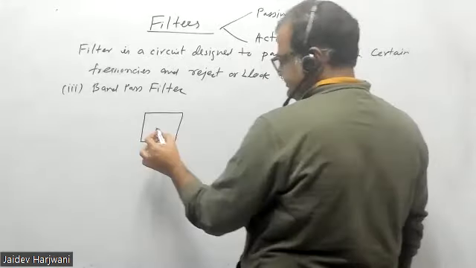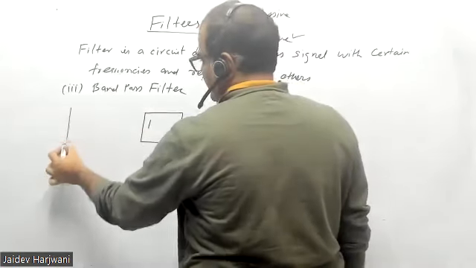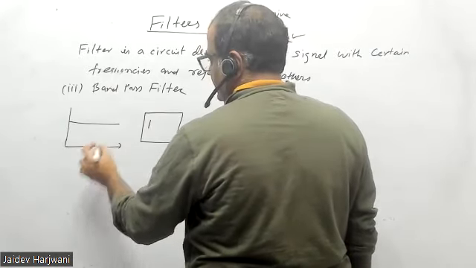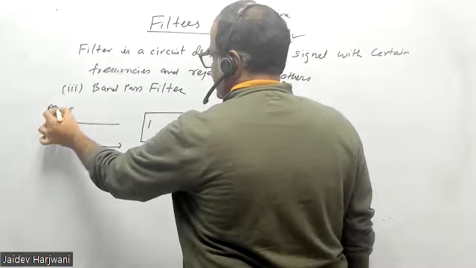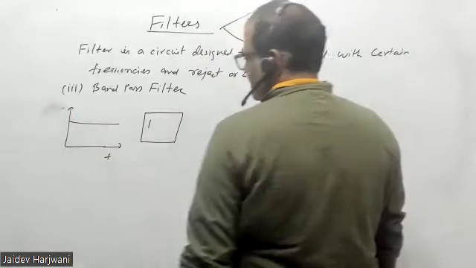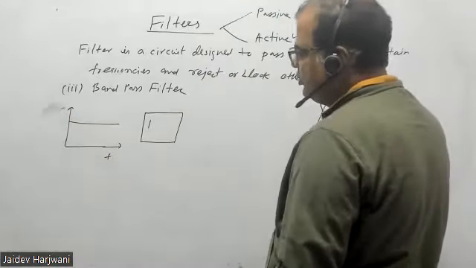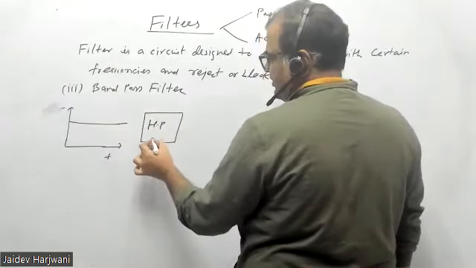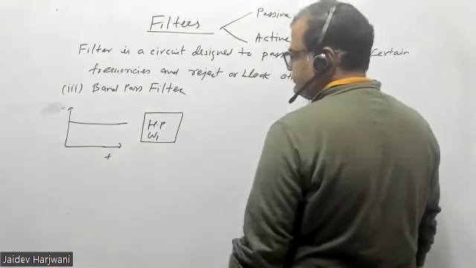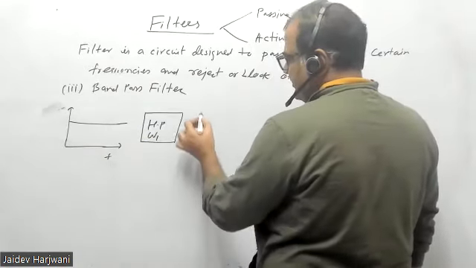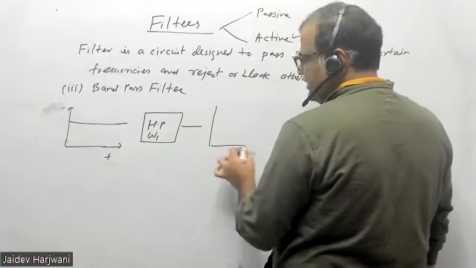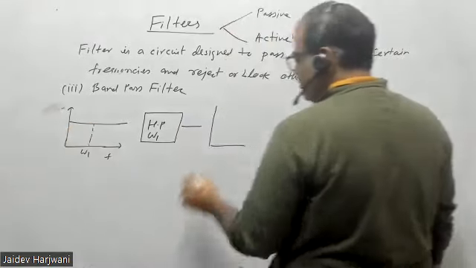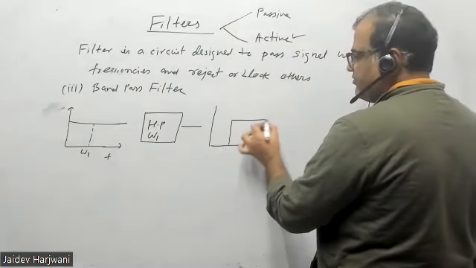low pass filter. Suppose I have gain, and all types of frequencies are coming here. Now I want only some band to pass. So I'll pass this one through a high pass filter whose cutoff frequency is say omega 1. After passing this one, my output will become Y. High pass means up to this frequency, this will go away. So you get only this kind of graph.